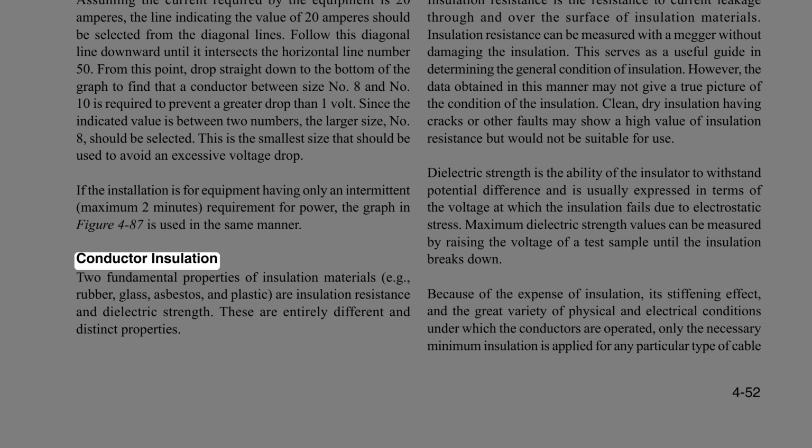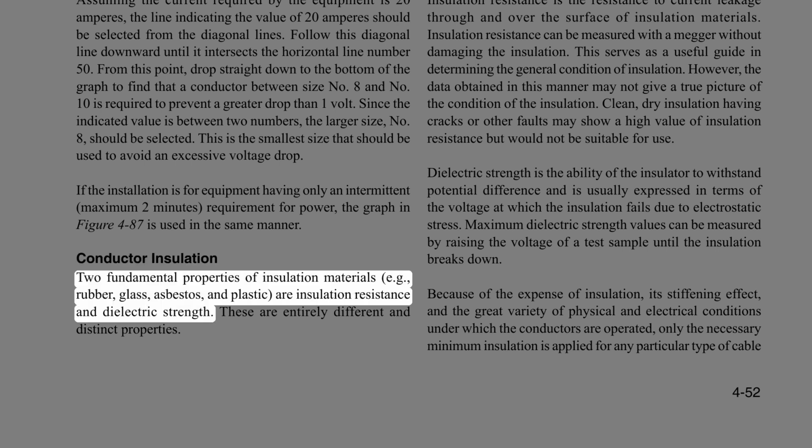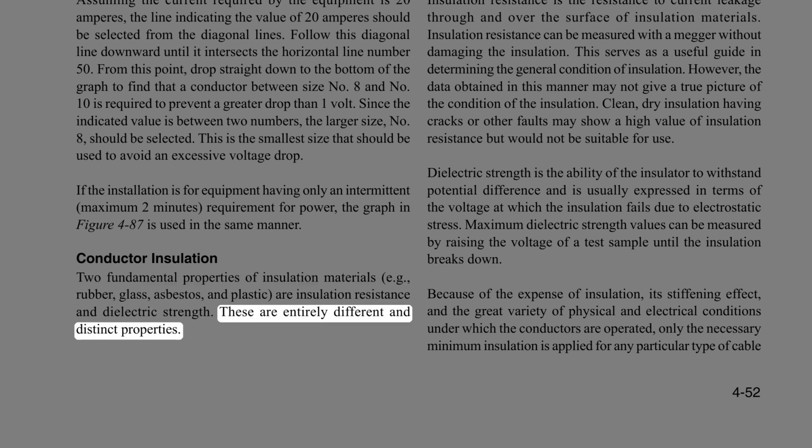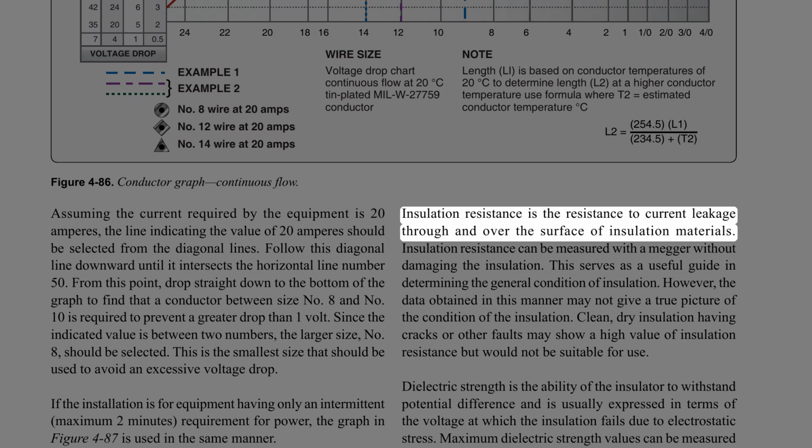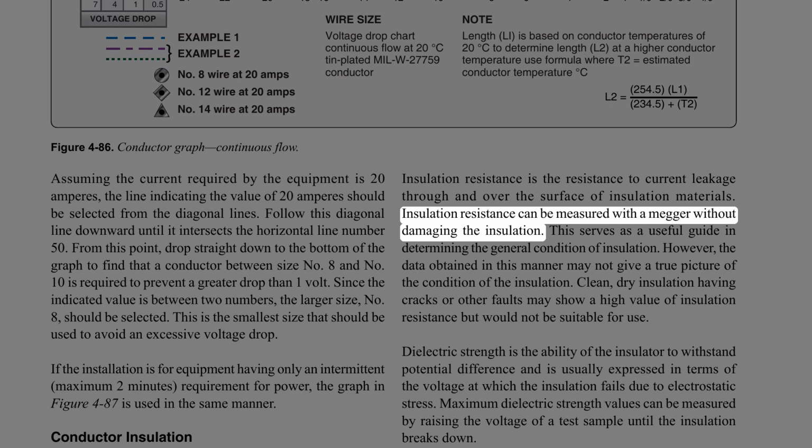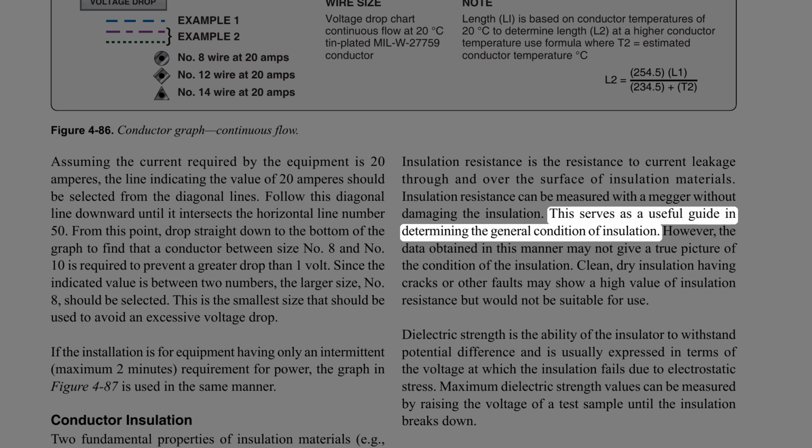Conductor insulation. Two fundamental properties of insulation materials, e.g., rubber, glass, asbestos, and plastic, are insulation resistance and dielectric strength. These are entirely different and distinct properties. Insulation resistance is the resistance to current leakage through and over the surface of insulation materials. Insulation resistance can be measured with a megger without damaging the insulation. This serves as a useful guide in determining the general condition of insulation.